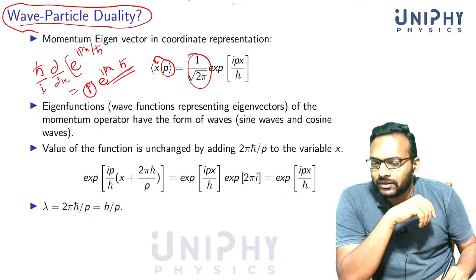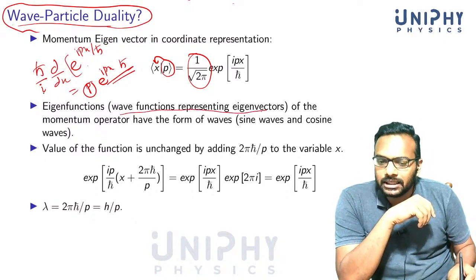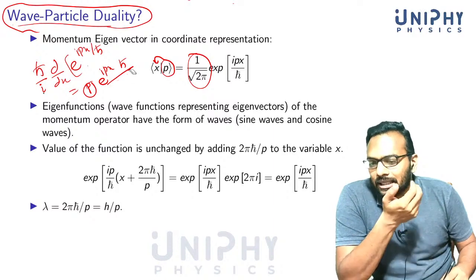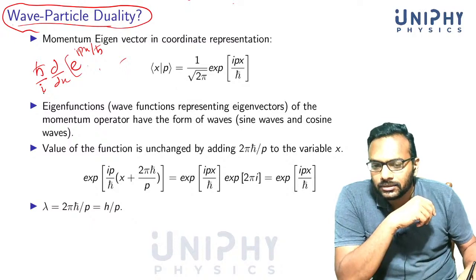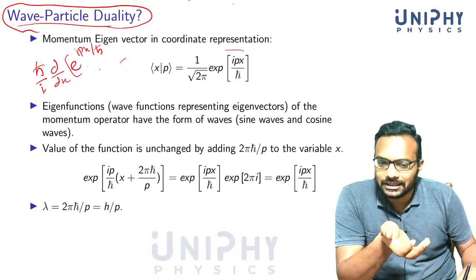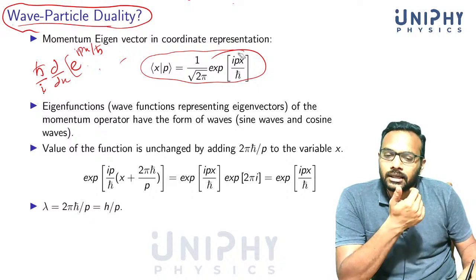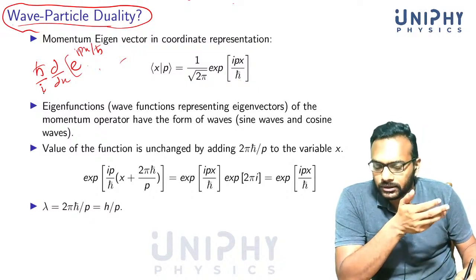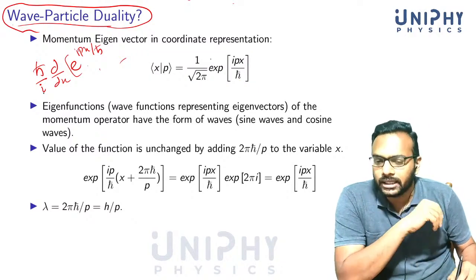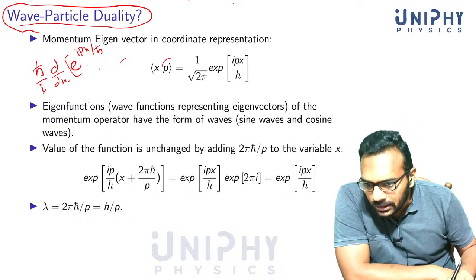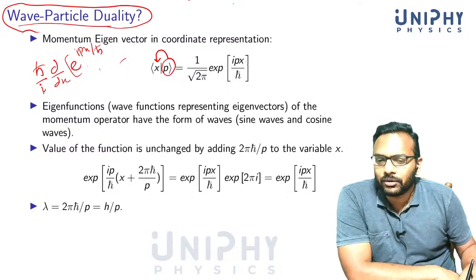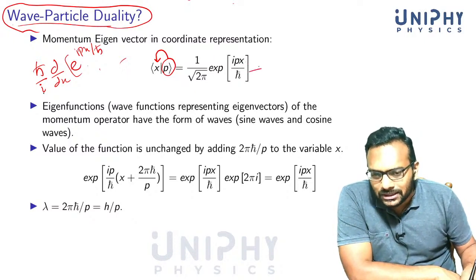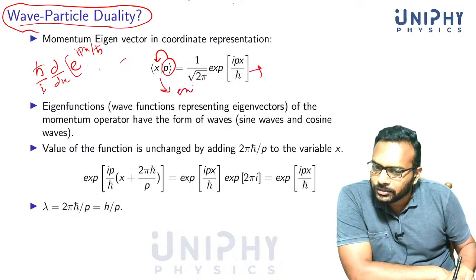By eigenfunction we mean wave functions representing eigenvectors, or eigenvectors in coordinate basis. That's what we mean by eigenfunction. What we did now is we checked that this is actually an eigenfunction corresponding to the momentum eigenvector. In other words, this is the representation of momentum eigenvector in the coordinate basis. Now, if you look at this, you see that this looks like a wave. But we know that what are these actually? What do we get here? These are expansion coefficients.